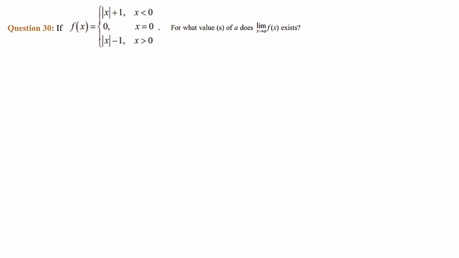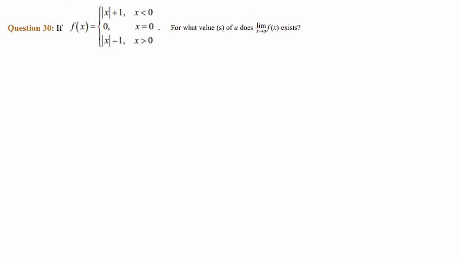We are asked to find out the value or values of a for which limit x tends to a f of x exists. As we know, limit x tends to a f of x exists means the left hand limit and the right hand limit, that is limit x tends to a minus and limit x tends to a plus, should coincide, means they should be equal. Then we can say that limit x tends to a f of x exists.